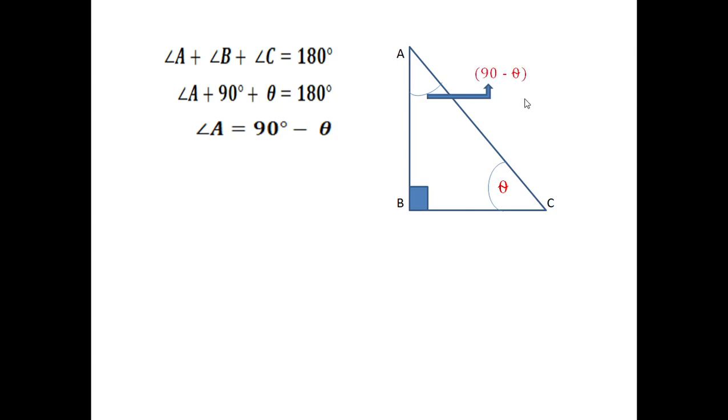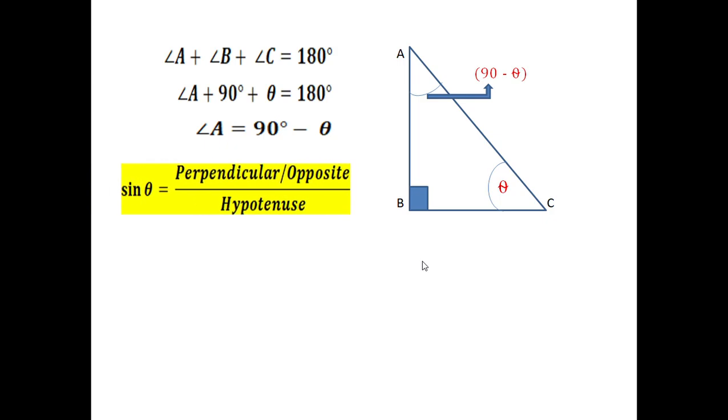So we can write this. If this is theta, then this angle will be 90 minus theta. So always remember, in a right angle triangle, other than this 90 degrees, the rest two angles are always complementary to each other. Next, let us discuss the ratios one by one.